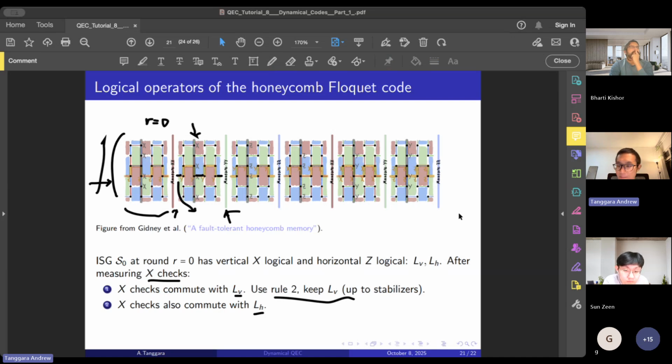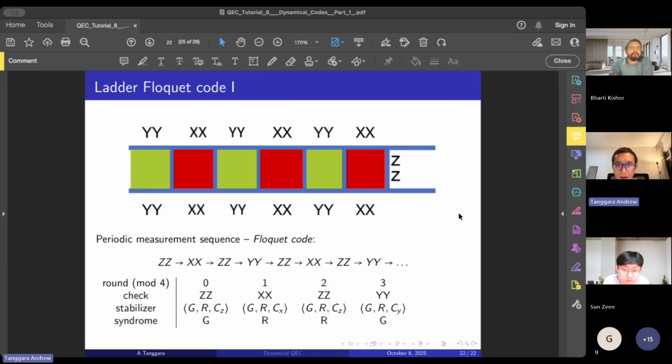I was planning to go over some examples, but I think this is plenty for now. I'm going to do that next week. I think I'm going to skip this. I'm going to share this slide, and if you want to do this as an exercise, how to update from one round to the next, and what the stabilizers are, and what the syndromes are that you get. I'll go through this in detail next week.